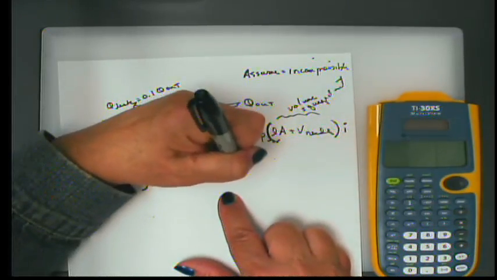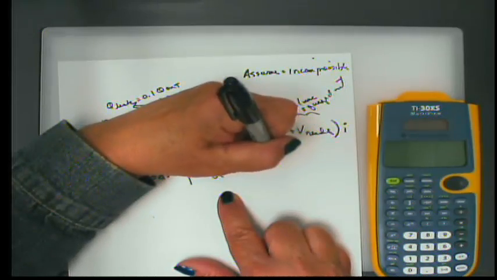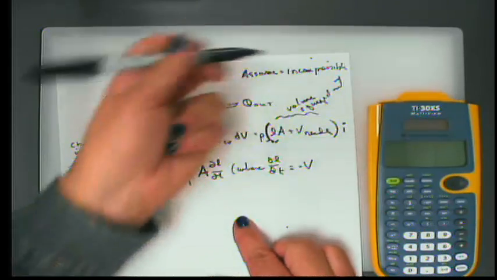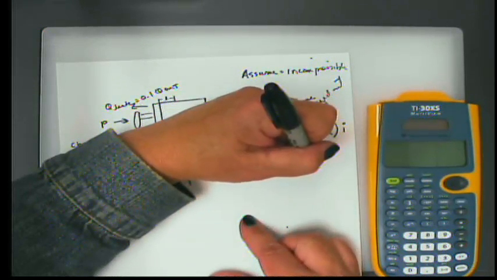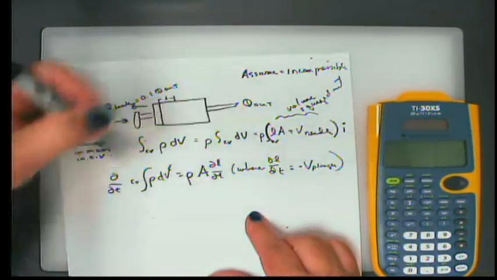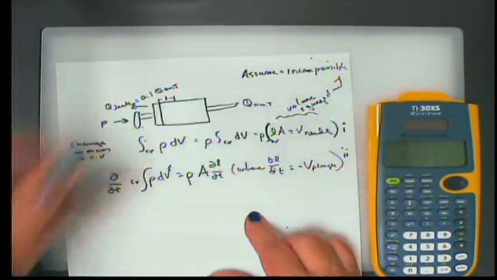So let's just make a note of that, where dl dt is equal to minus the velocity of the plunger. Okay, and let's call that equation 2.